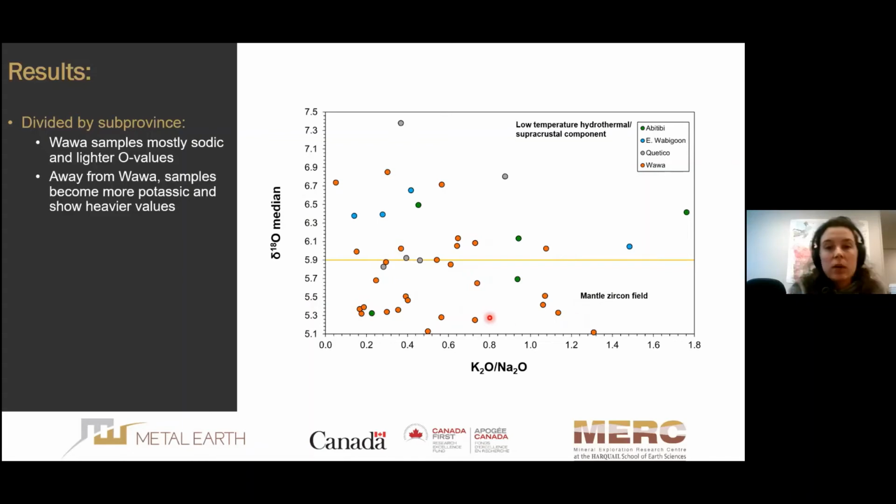And so what the diagram tells us is that the samples from Wawa, which are indicated in the orange circles, seem to be mostly sodic, and they tend to plot towards the lighter oxygen values. And if we move away from the Wawa subprovince and into Eastern Wabigoon or Abitibi, and also some samples from the Quetico, we can see that the samples become more potassic, and they also show higher oxygen values.